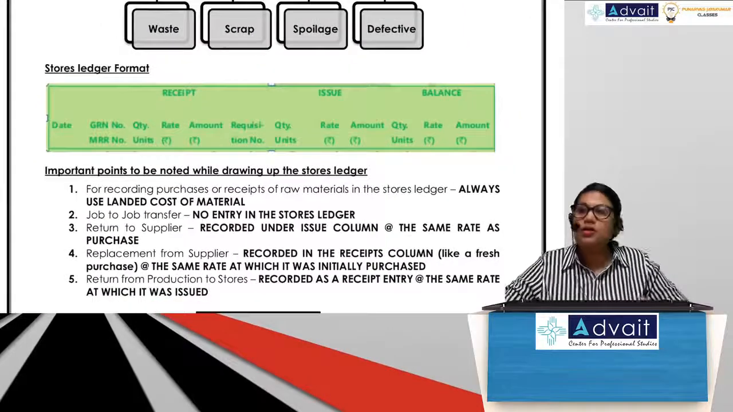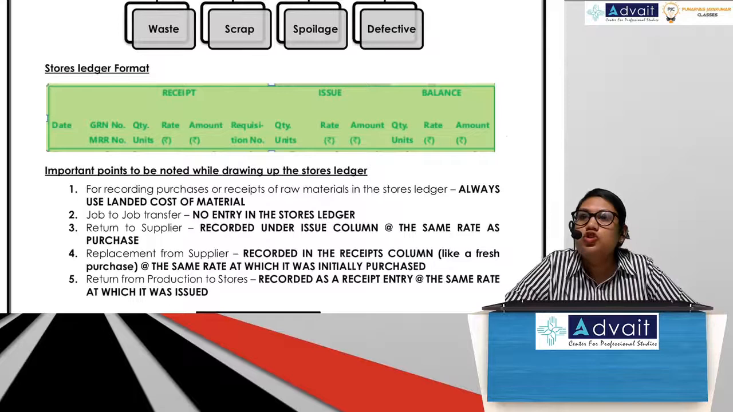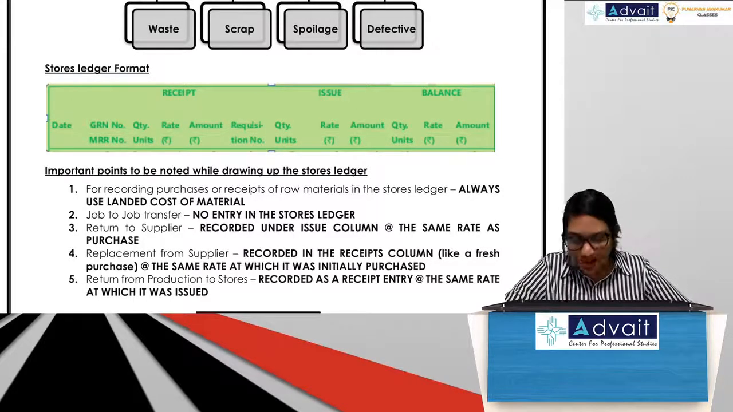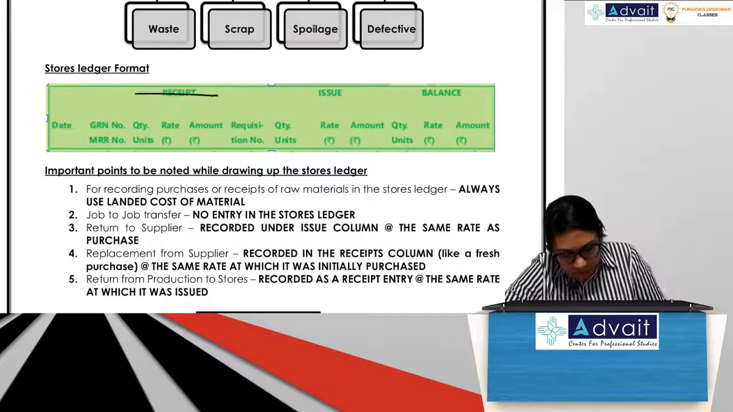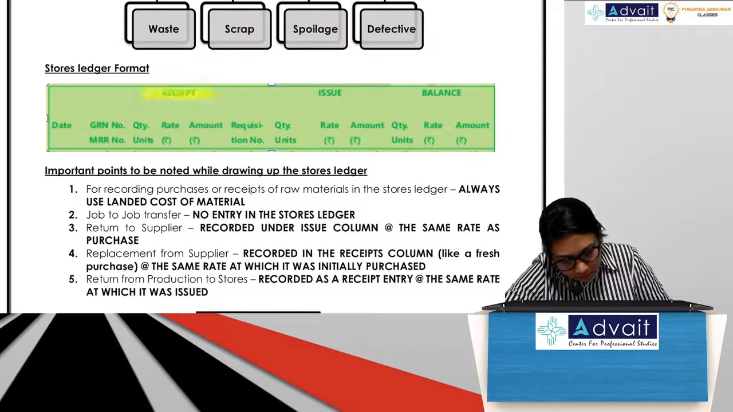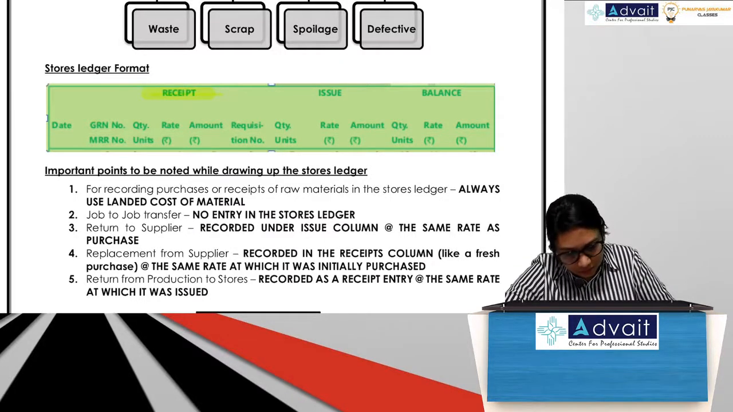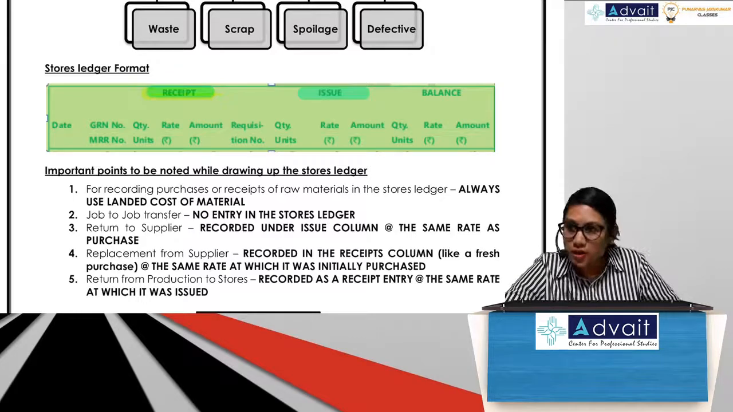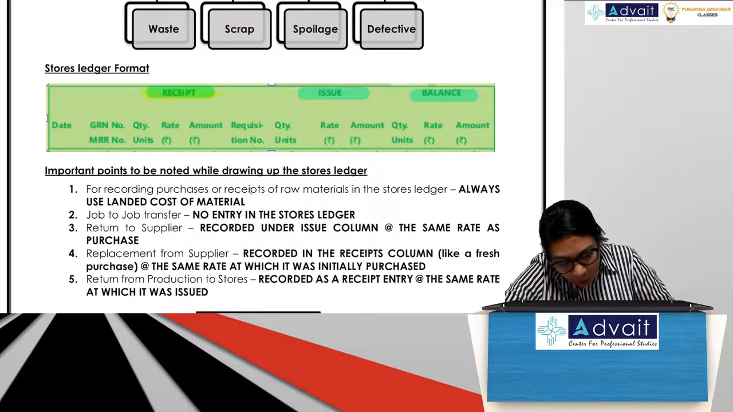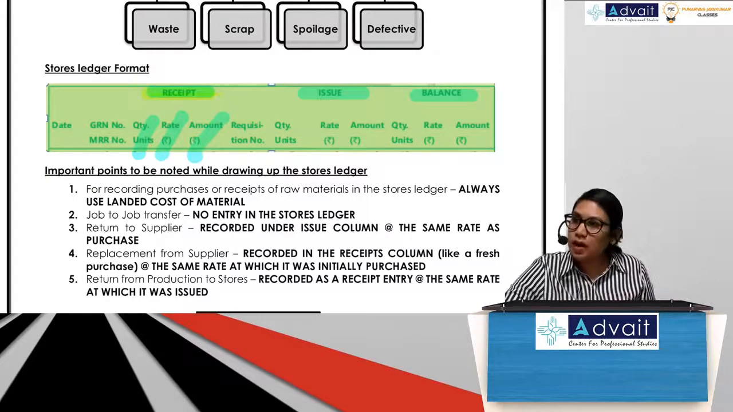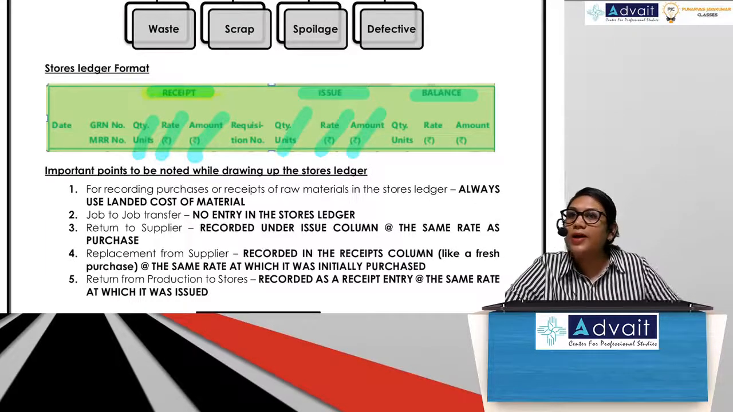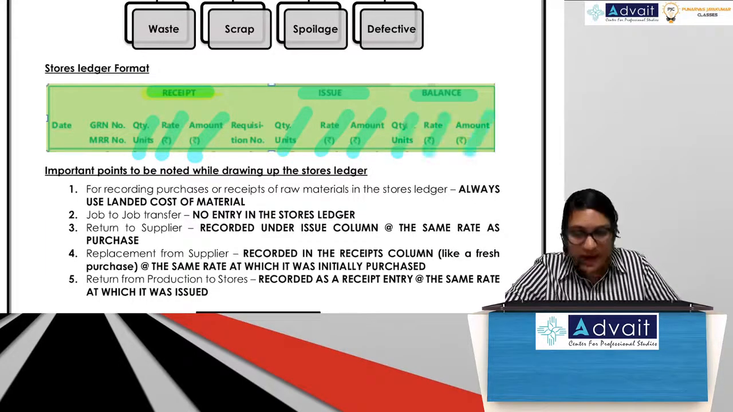the stores ledger. Okay, so stores ledger, you know how to draw this up, right? The stores ledger consists of 3 parts: the receipts, the issues, and the balance. Correct? Under receipts we have quantity, rate and amount. Under issues also we have quantity, rate and amount, and in balance also we have quantity, rate and amount.